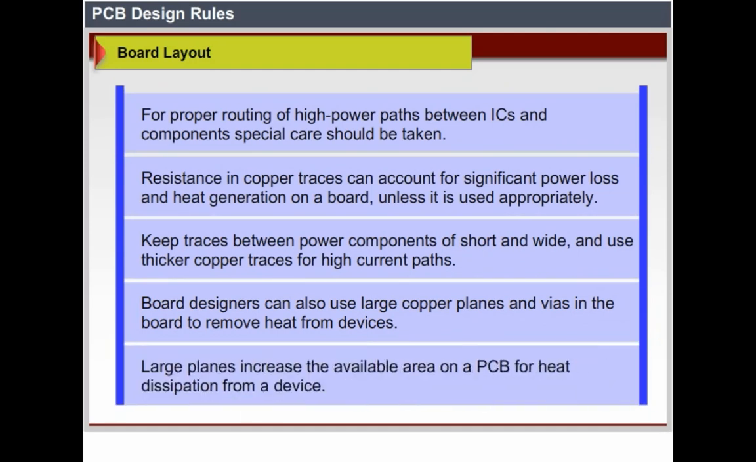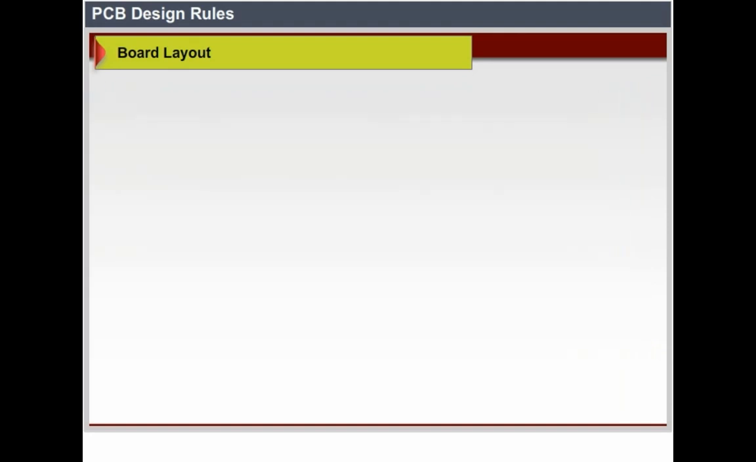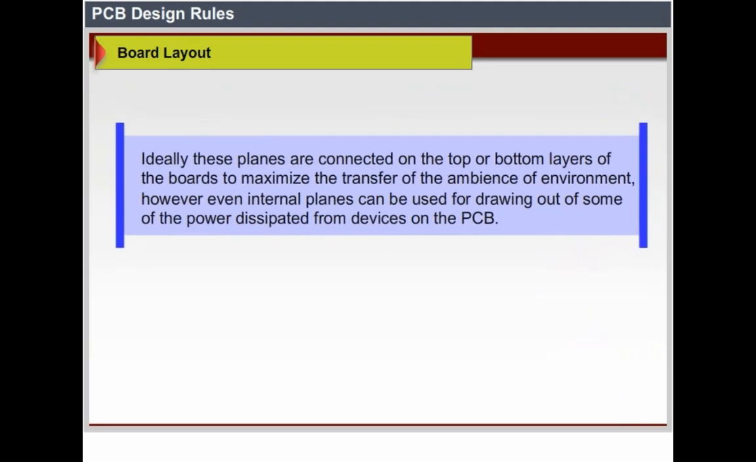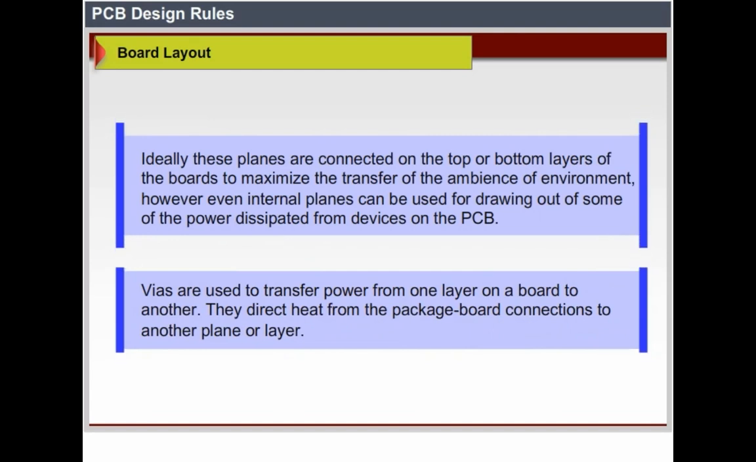Large planes increase the available area on the PCB for heat dissipation from a device. Ideally, these planes are connected on the top or bottom layers of the board to maximize the transfer to the ambient environment. However, even internal planes can be used to draw out some power dissipated from devices on the PCB. Vias are used to transfer power from one layer on a board to another. They direct heat from the package board connections to another plane or layer. Multiple vias reduce the thermal resistance from the IC to the dissipating plane.